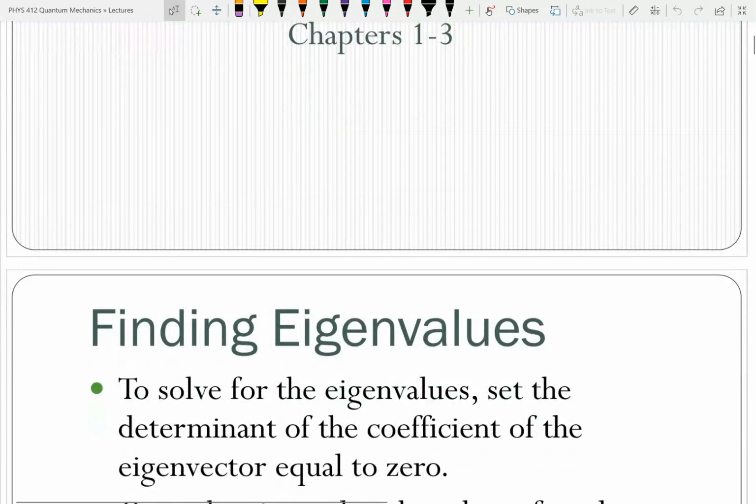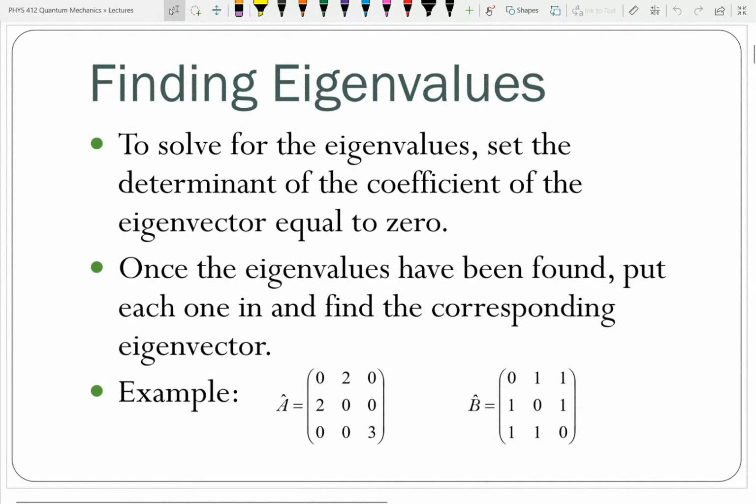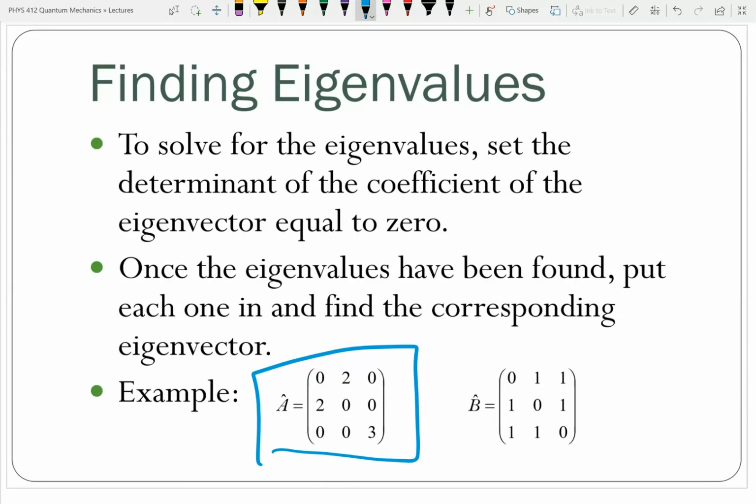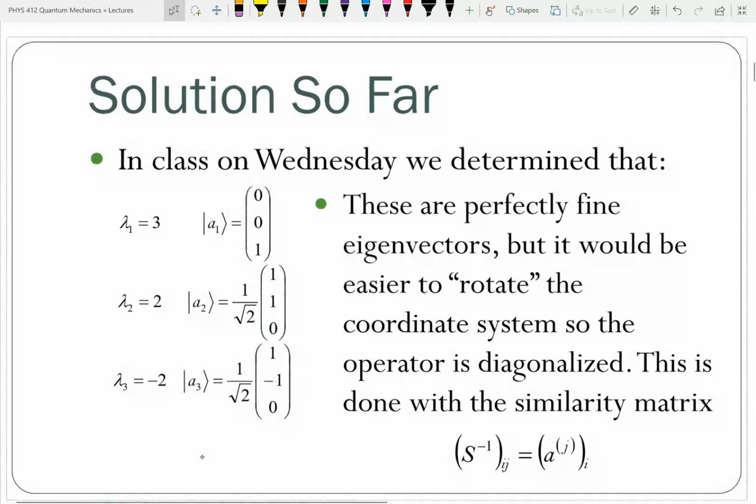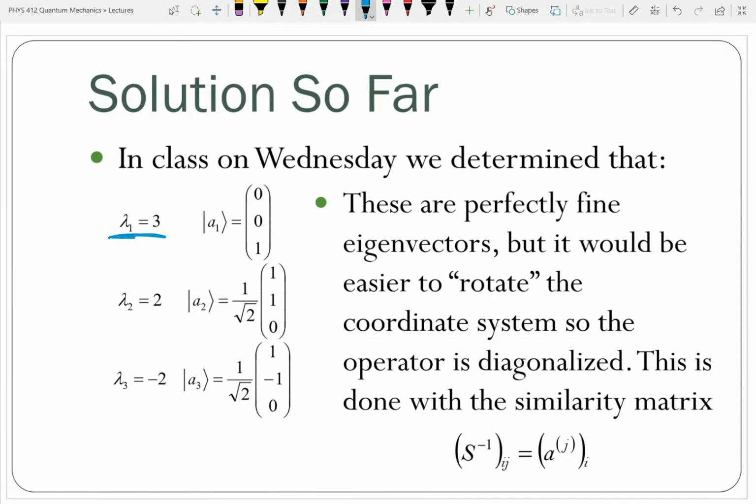Okay, so this says review, but really I want to continue where we left off last class period. So we were working on finding the eigenfunctions and the eigenvectors to this operator A. And we had done that. So eigenvalue 1 was 3, and then the eigenvector 1 was 0, 0, 1. Eigenvalue 2 was 2, and the eigenvector associated with 2 was 1 over square root 2, that's our normalization constant, 1, 1, 0. And finally, eigenvalue 3 is minus 2, and then the eigenvector is 1 over root 2, 1, minus 1, and 0.